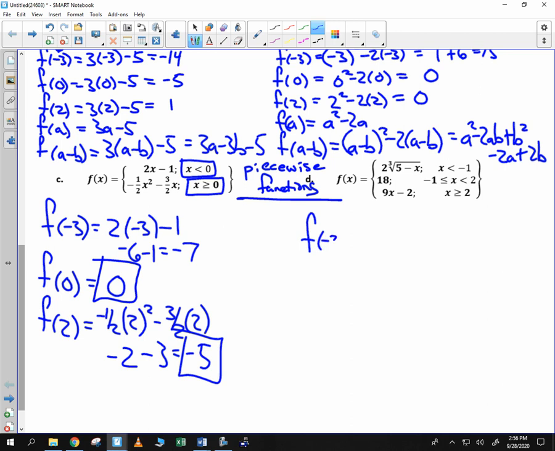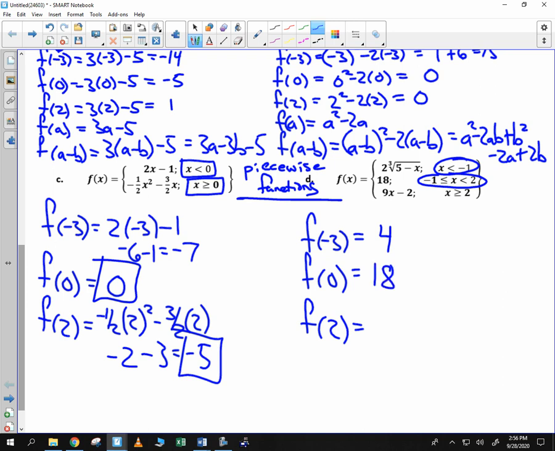F of negative 3, f of 0, and f of 2. Negative 3 is less than negative 1, so I'll plug it in the top one. 5 minus negative 3 is 8. The cube root of 8 is 2, times 2 is 4. 0 is between negative 1 and 2. There's no x value here, it just says that the value is always 18.